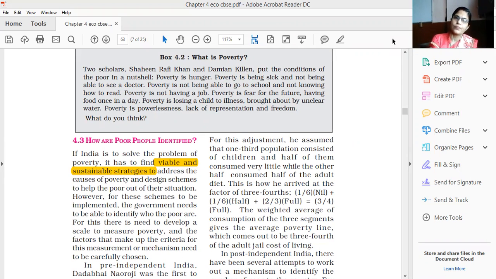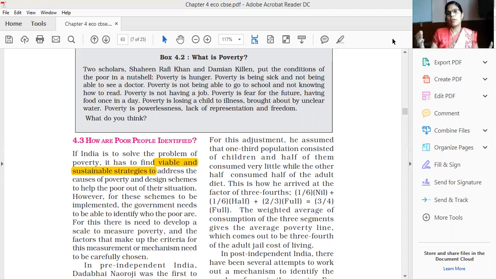Poverty, that means what? Poverty means hunger. Poverty means sick. Or poverty means having not a job. Or poverty means not educated. Poverty means illness. Poverty means unclean water. Or poverty means powerlessness. A person who has not power, that person is poor. A person who is illiterate, that is poor.